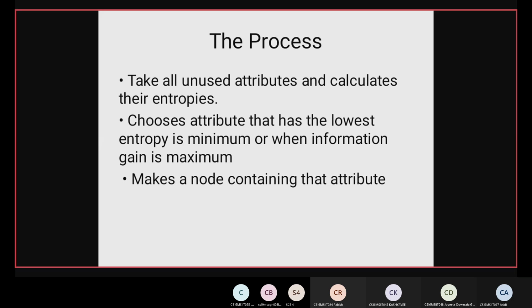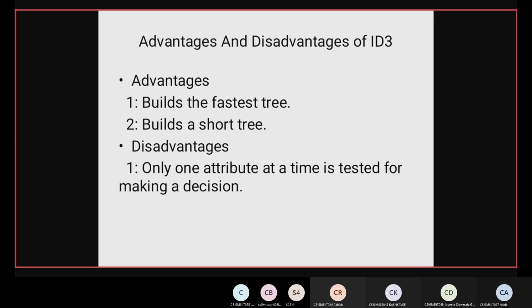So the advantages and disadvantages. With the ID3 algorithm we can build the fastest tree and build the shortest tree. We can consider the important attribute by refining it. And the disadvantage is that only one attribute at a time is tested for making a decision, so it will take much time for that. Okay, so thank you, everyone.